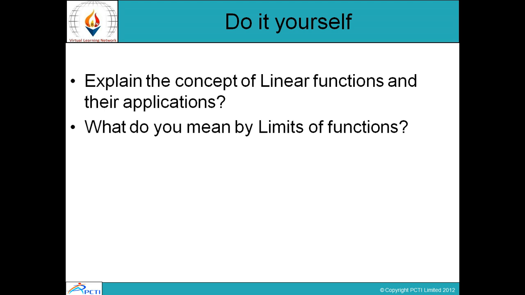So explain the concept of linear function as per the discussion and their application, and what do you mean by limits of functions. That's from session number 2 of business mathematics.